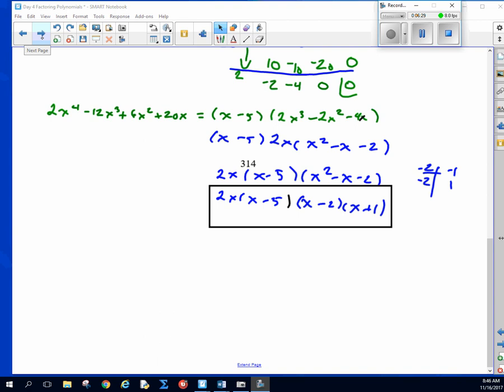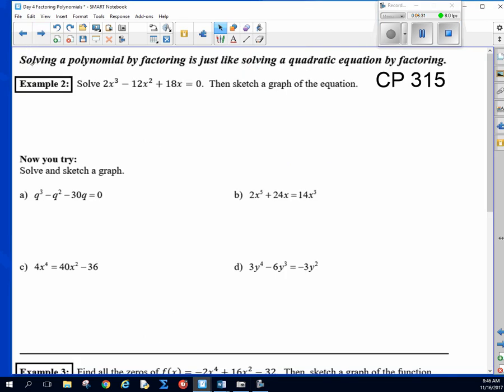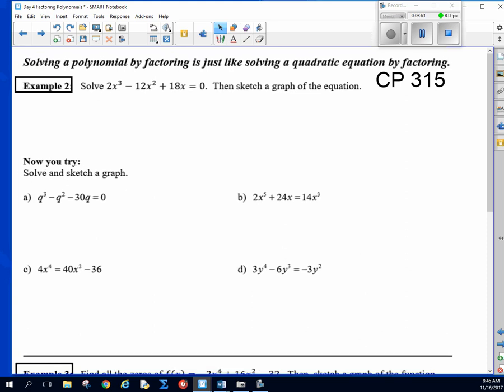Let's go ahead and go to example 2. Example 2 is now telling us to solve a polynomial by factoring. It's just like solving a quadratic equation by factoring. Once I get my factors, I want to use the zero product property to let each factor equal 0. So I'm going to do this first example 2, and I'm going to take out a greatest common factor of x.